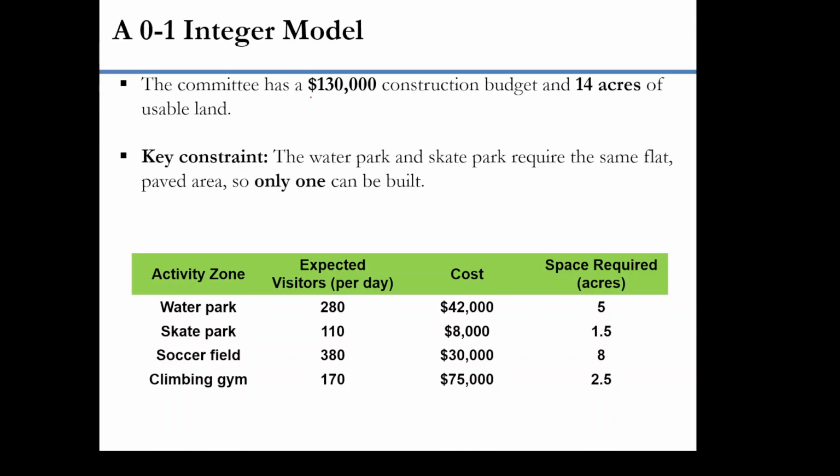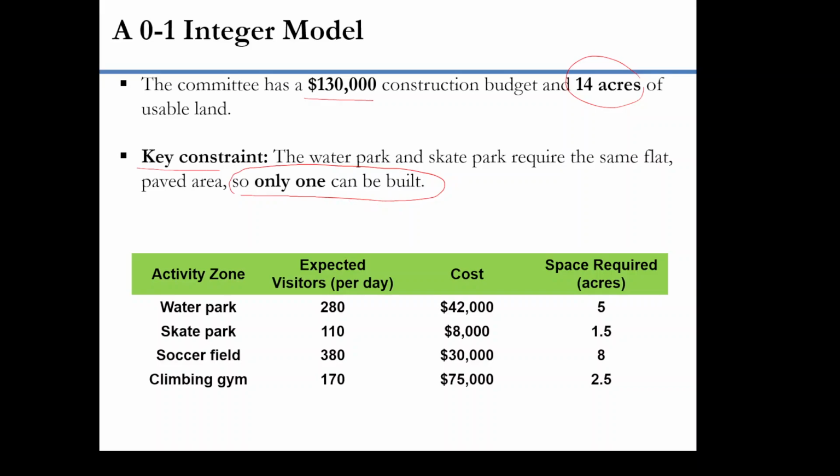The first is the total budget available, that is $130,000, and then 40 acres of land is available. And there is also a very important constraint, and that says that the water park and the skate park require the same flat paved area, so only one can be built. So you have to focus on the wording of this constraint that says only one can be built.